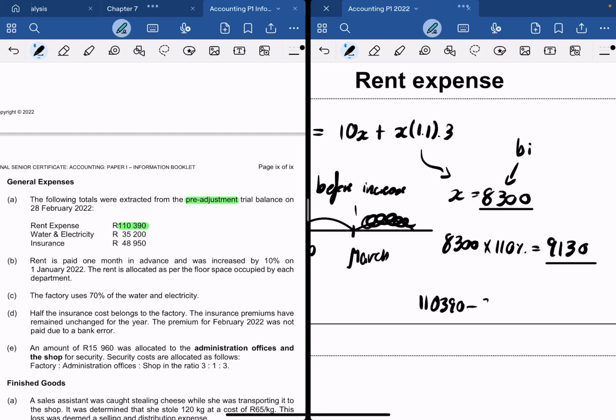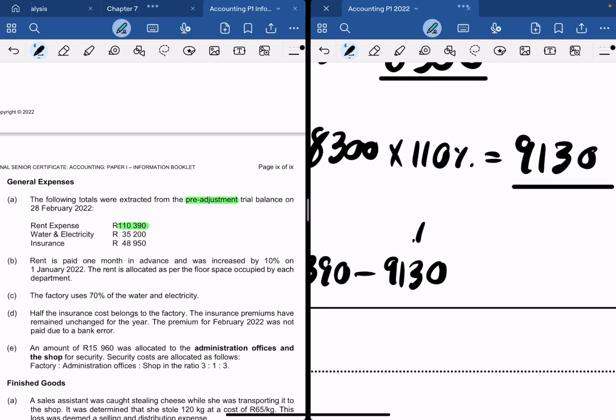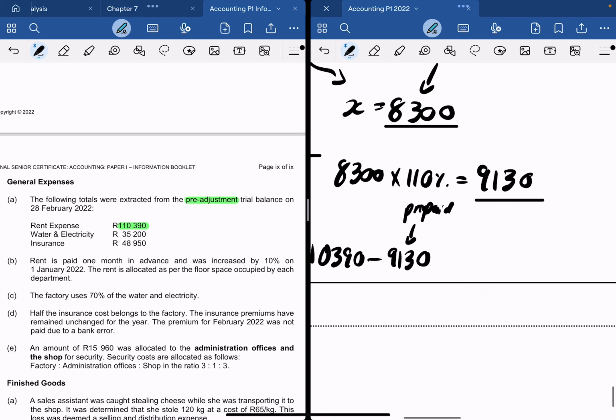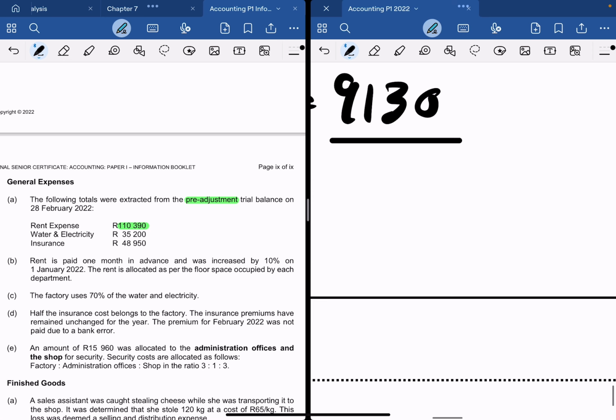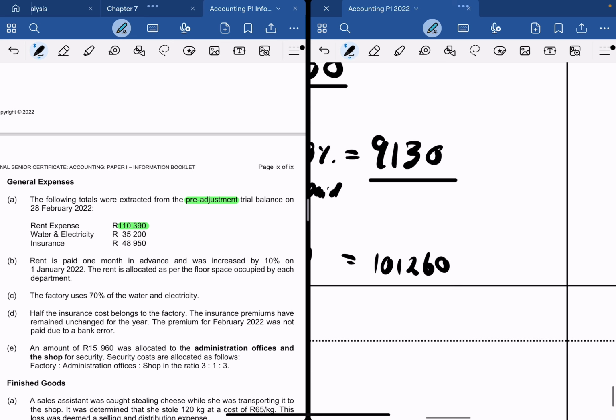Okay. Now all we need to do is take our rent expense amount, which was 110,390 minus 9,130, because this is the only month that was in advance, right? So it was the prepaid expense. So accrual accounting, we need to take it out, and then we get 101,260, as this is our rent expense for the whole year.